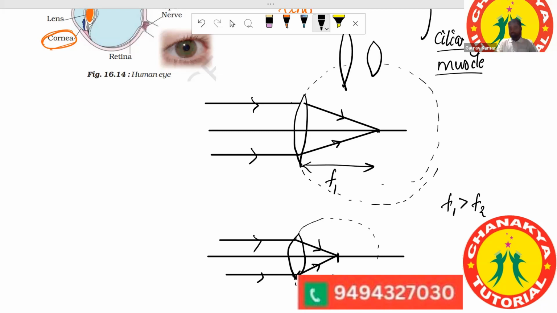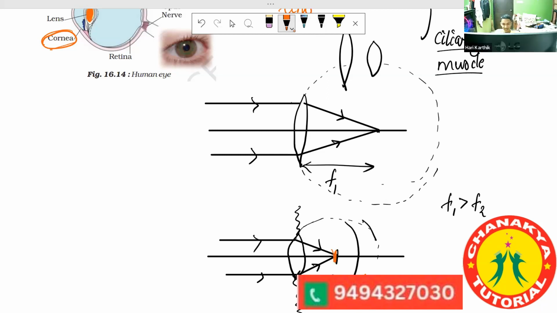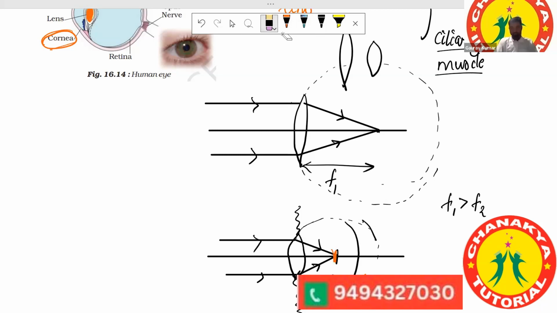So this tells us that if the ciliary muscle has relaxed, in this position the lens has become thick, due to which the light is focused at a point earlier than, let's say if this is the cornea, then the light is focusing. Is it retina or cornea, sir? Sorry, it is retina. So if this is the retina, then the light is focusing before the retina.